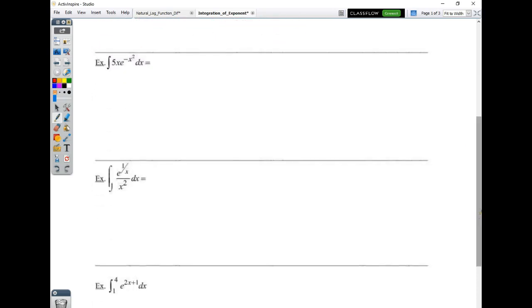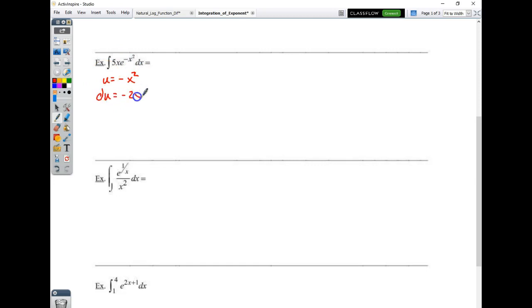If I were to look at 5x e to the negative x squared, I look and I realize, hey, negative x squared is a chain rule. There's no manipulation, nothing I can do there. So I say u is going to be the negative x squared. That would be my chain. Now I do see a product, so maybe this will cancel that out.